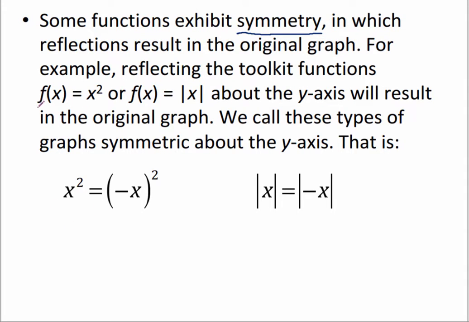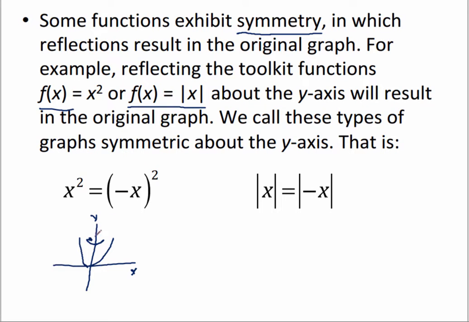Our pal f of x equals x squared, the parabola, and f of x equals the absolute value of x. We notice that both of those, if you reflect them about the y-axis, you get the original graph back. In other words, if I reflect f of x equals x squared across the y-axis, I end up with the same graph that I began with. Same thing with the absolute value of x. Graphs that exhibit this type of behavior, we say are symmetric about the y-axis.